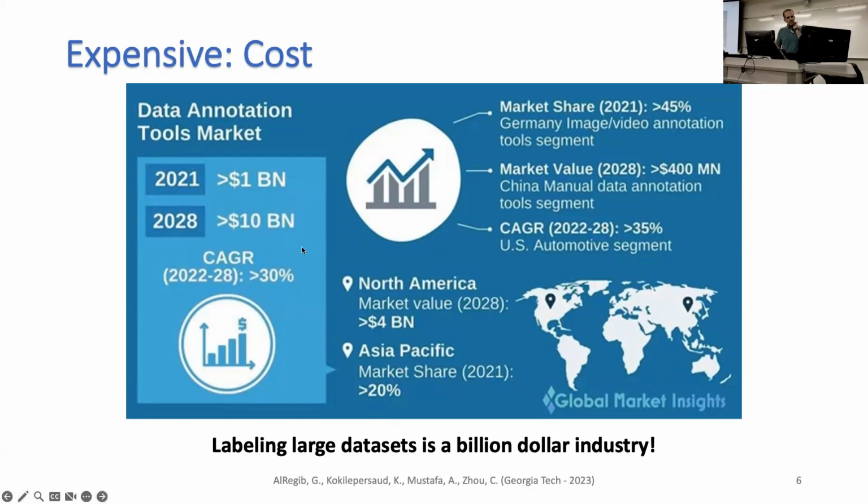So, and we say, okay, yeah, the cost, especially, they will really charge you an arm and a leg to get your data annotated, even for computer vision applications. But still, it's very expensive.